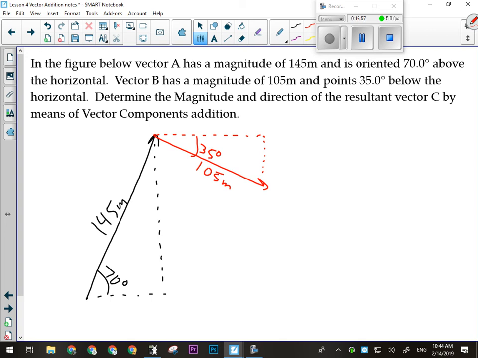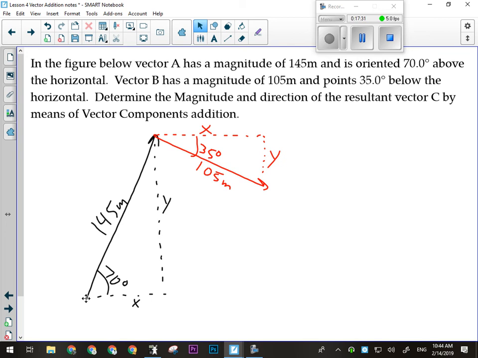Okay, now that I've got those two vectors drawn, I want to label their horizontal and vertical parts. Okay, this is the horizontal component of my 105 meter long vector. Okay, this is the vertical component of that vector. Similar for the first one. This is the horizontal component. This is the vertical component. Okay, so I always want to label my x's and y's so I don't get them mixed up.